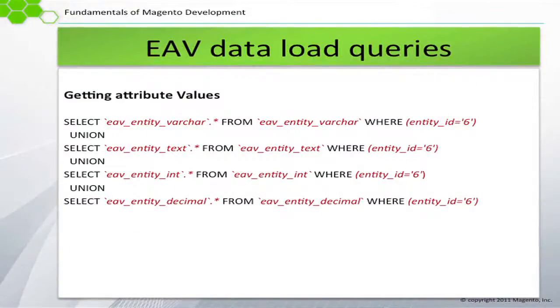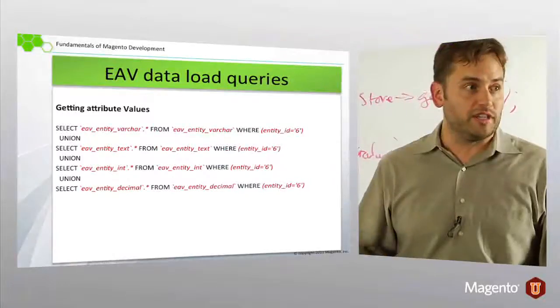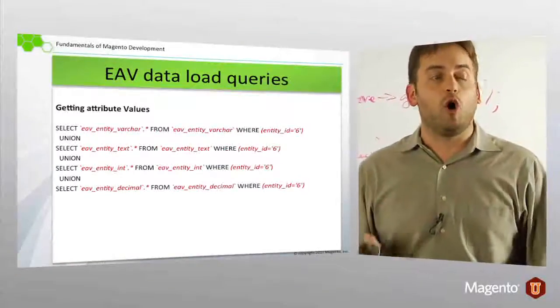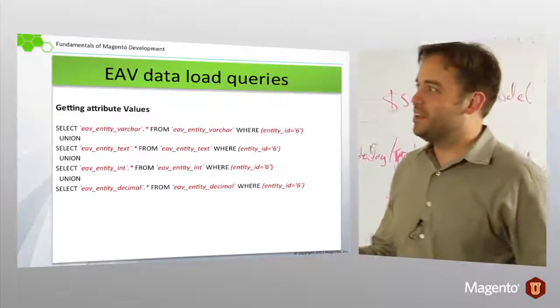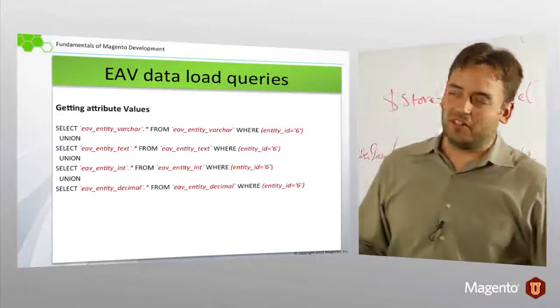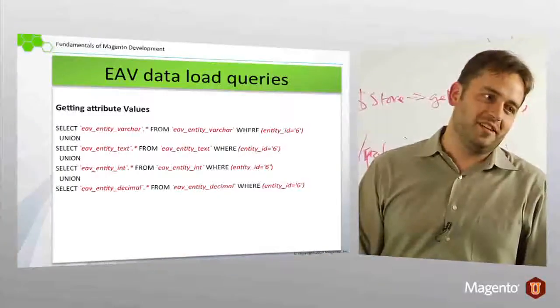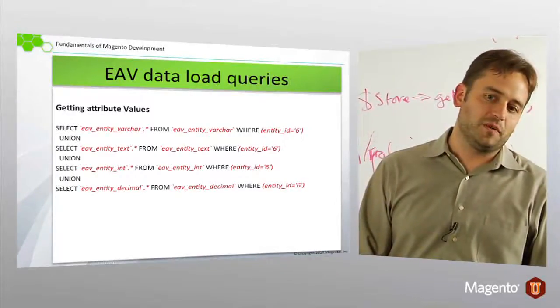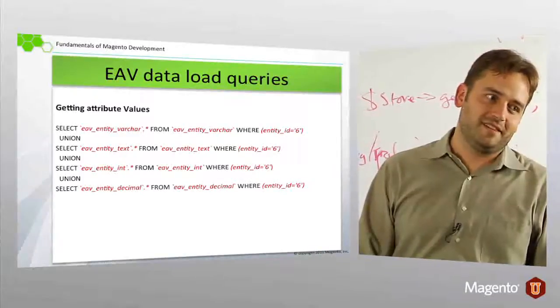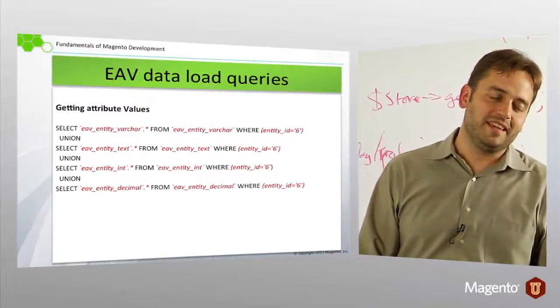All right, so these union selects, this is how the data from each of the entity tables is gathered: the varchar, the text, the int, the decimal. If we're actually loading that entity fully, requesting all of the attributes for that entity, it's done via these union selects. Now, I think you have a note in your book on this page, do you? Yes? I hope so. Heed it well.